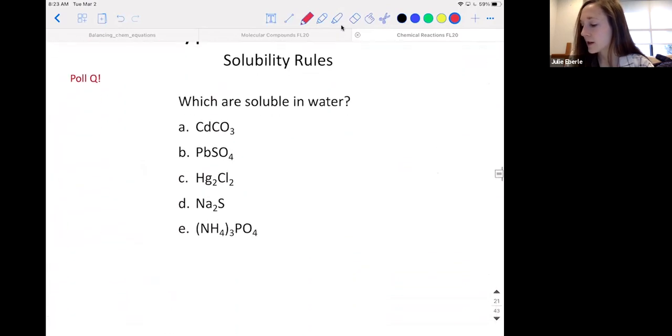So let's have a poll question now. Based on our solubility rules, based on what we just talked about, which of these following compounds are soluble in water? I'm going to launch it. Okay, so these are lettered A, B, C, D, E. That's how I want you to treat the poll question. A corresponds to cadmium carbonate, CdCO3. B is the lead sulfate. Okay, so which one? Check all that apply.